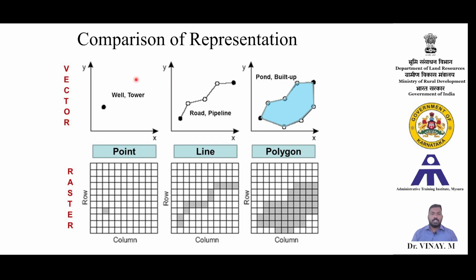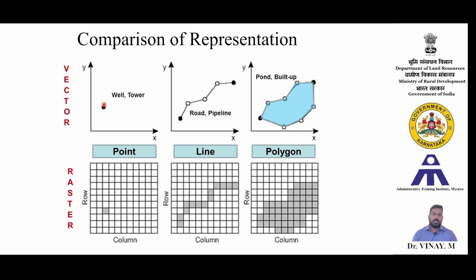So this is the comparison between the representation of vector and raster data. So we have a vector and we have a raster. Since a well or a tower or an electric pole or a cell phone tower is distinct in nature, a point is enough to represent the particular tower. So in the vector data we use just point data, one point.